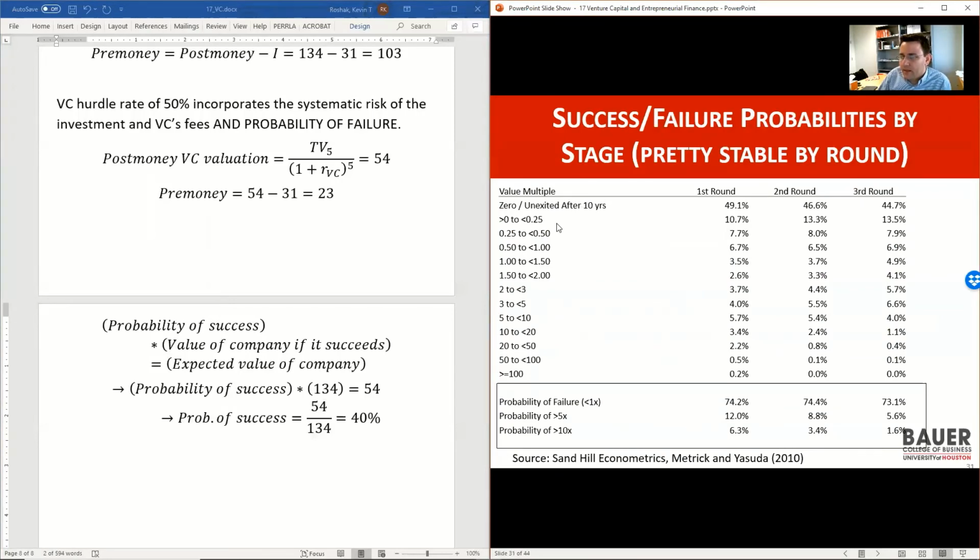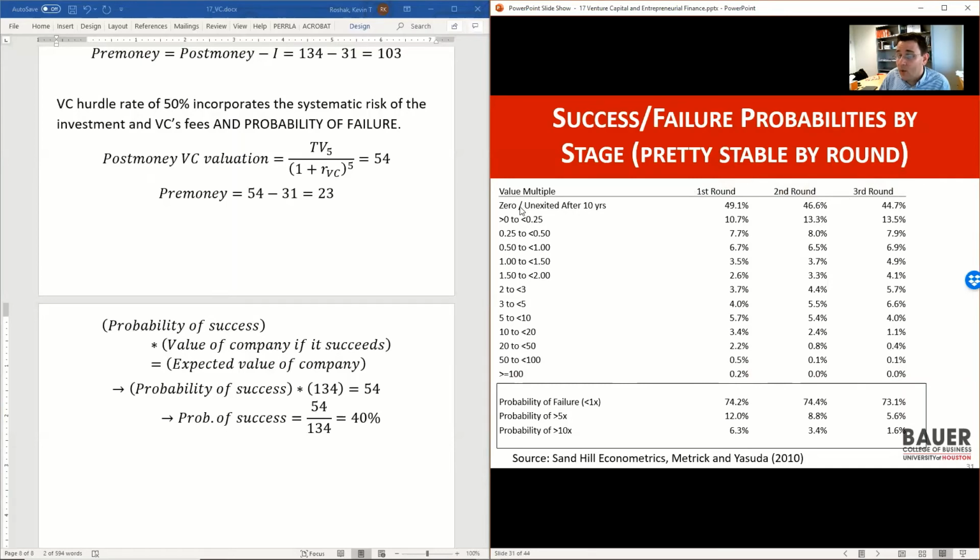This table is showing the value multiple for VC investments. So if a VC puts $1 into a company, how much are they getting back? We have all the different outcomes here, the entire distribution of outcomes. So down here, if you put in $1, the VC gets over $100 back on that investment. How often does that happen? Well, it would happen 0.2% of the time for first round investments. First round just means this is the first time that VCs have invested in the company. It happens 0% of the time for second round investments or third round investments, the second time a VC invests or a third time the VC invests.